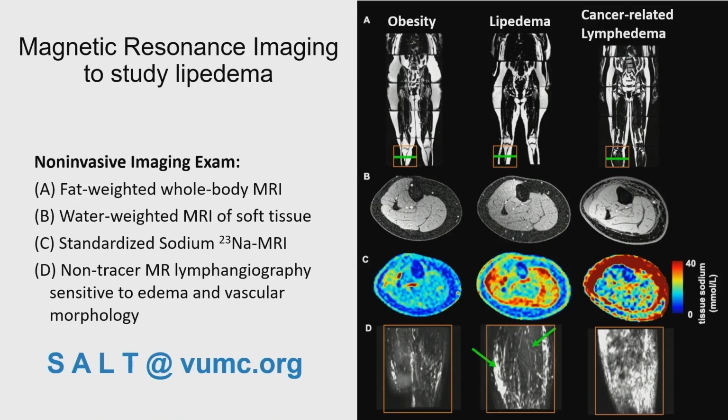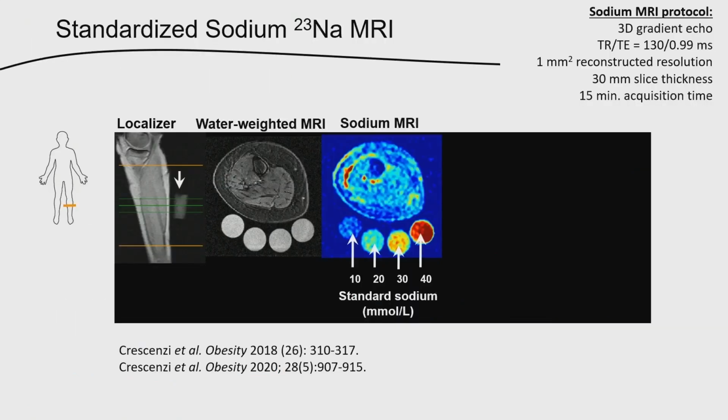I'll summarize some imaging findings from these various techniques, and these are techniques that we're pursuing in our lab, both in terms of future development of the technology and also applications here. So I'll cover today some fat-weighted whole-body MRI imaging, as well as water-weighted MRI imaging. We'll look at standardized sodium MRI, as well as non-tracer-based MR lymphangiography. And I'll start by talking about each of these methods and then the studies that we have used them in to look at lipedema. So we'll start with standardized sodium MRI.